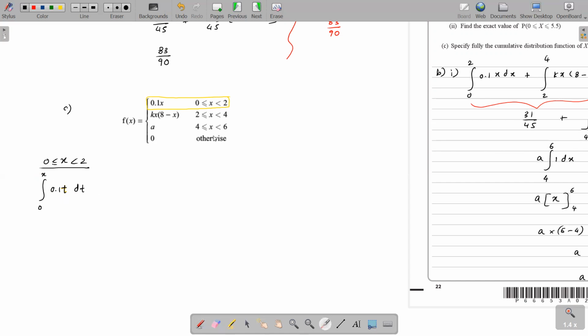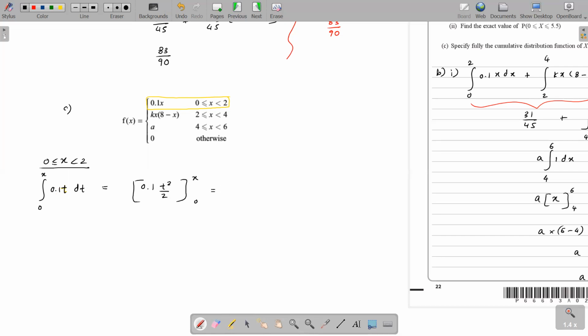Okay. So I take this part, 0.1, and instead of x, I use t, and I integrate with respect to t. Okay. And the lower limit is 0. The upper limit, we always use as x when you're going for the CDF, and x is going to be any real value between 0 and 2. Okay. So let's integrate. What do I get? 0.1 t square over 2, right? When you integrate, and then you substitute your limit 0 to x.